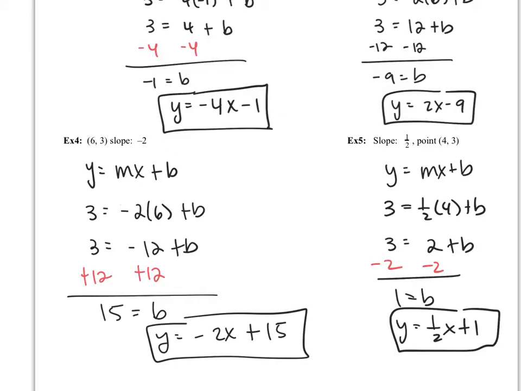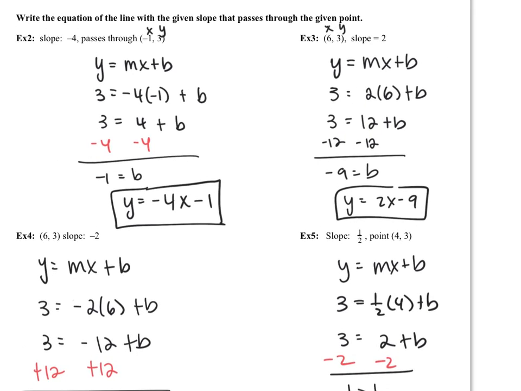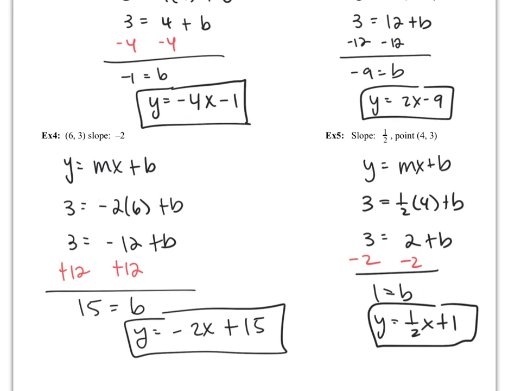So for example 3, I replaced m with 2, x with 6, and y with 3. 2 times 6 was 12, and then to get b by itself, I subtracted 12 from both sides for a y-intercept of -9, which means my equation is y = 2x - 9. For example 4, I replaced m with -2, x with 6, y with 3. -2 times 6 was -12, which means to isolate b, I added 12 to both sides for a b value of 15 for an equation of y = -2x + 15.